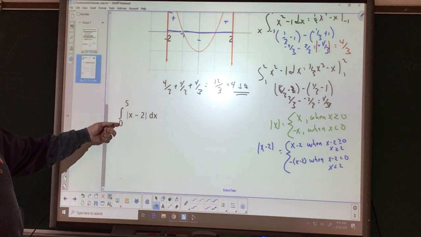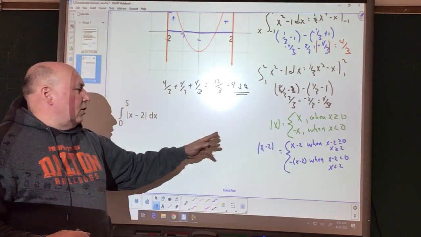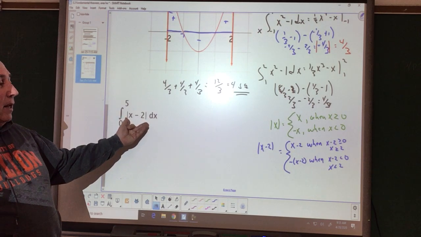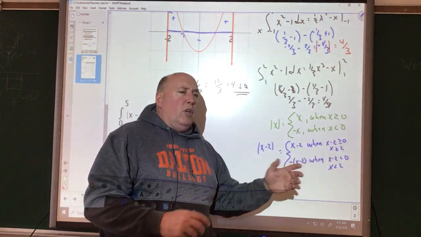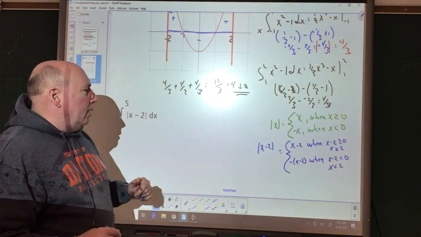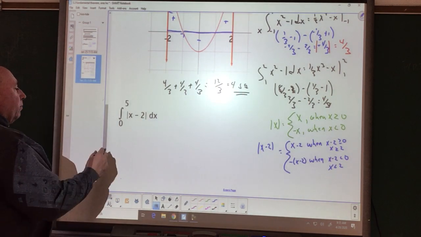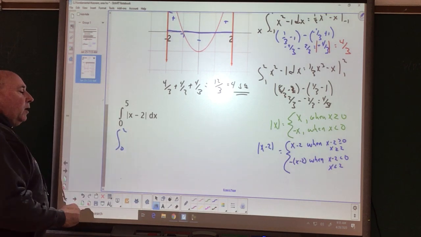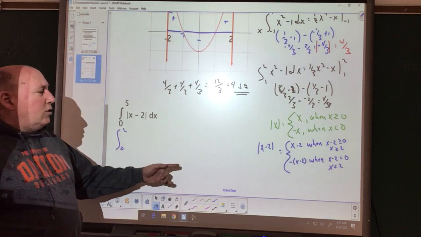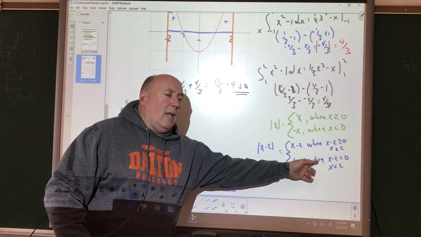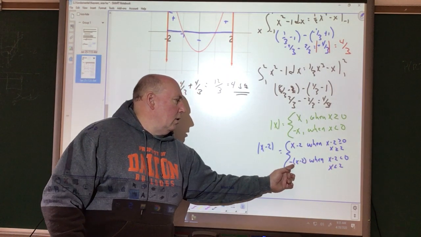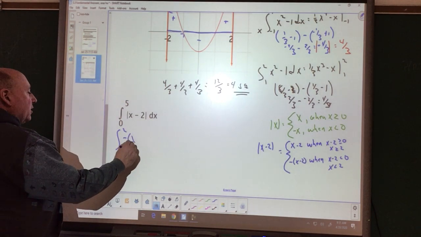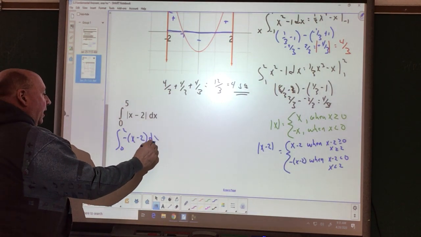Because I go from 0 to 5, and during that 0 to 5, sometimes I'm going to be positive and sometimes I'm going to be negative, because at the value of 2, I separate. So we can break this integral down into from 0 to 2. From 0 to 2, this is when we're less than the value of 2, so this absolute value of x minus 2 is equal to the negative of x minus 2 dx.